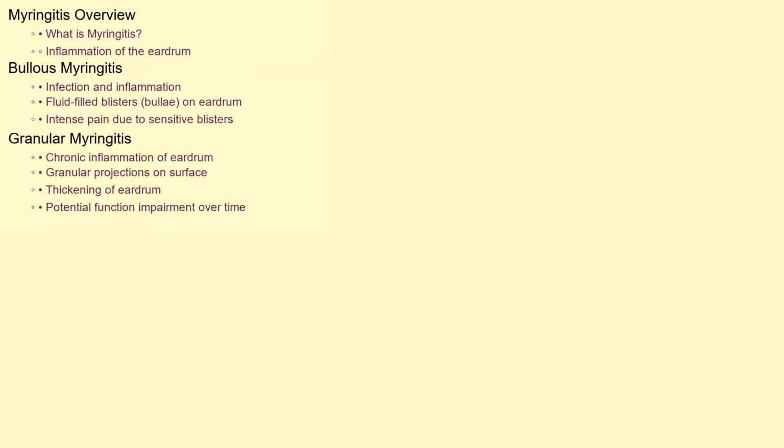Sometimes, the exact cause of granular myringitis remains unclear, classified as idiopathic. Let's delve into what's happening within the ear. In bullous myringitis, the infection leads to inflammation and the formation of fluid-filled blisters, or bullae, on the eardrum. These blisters are extremely sensitive, causing intense pain. Granular myringitis involves chronic inflammation of the eardrum, resulting in the development of small, granular projections on its surface. This chronic process can thicken the eardrum and potentially impair its function over time.